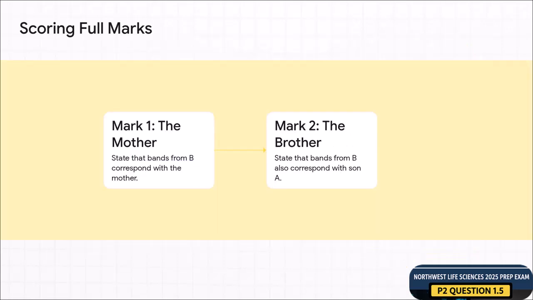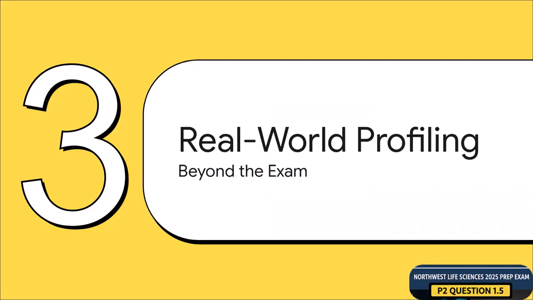And here's exactly how you bag both of those marks. The memo uses something called split ticks. Think of it this way. You get 1 point, 1 tick, for saying the bone fragment's DNA corresponds with the mother's. Then you get a second point, a second tick, for saying it also corresponds with the other son's DNA. You've got to mention both to get full credit. It's that simple.